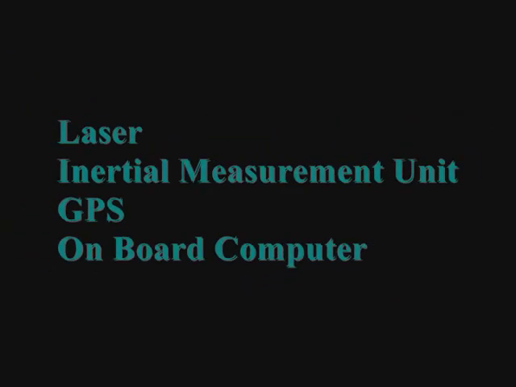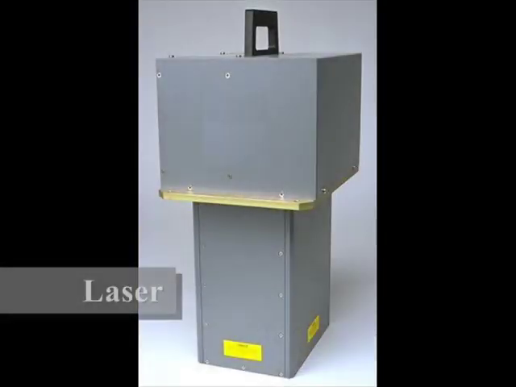The key components of a LiDAR system are the laser emitter receiver, the inertial measurement unit, GPS, and an onboard computer. In a scanning LiDAR system, another important component is the scanning mirror. Scanning LiDAR is the kind most commercial vendors use. The laser is the primary sensor in the LiDAR system.